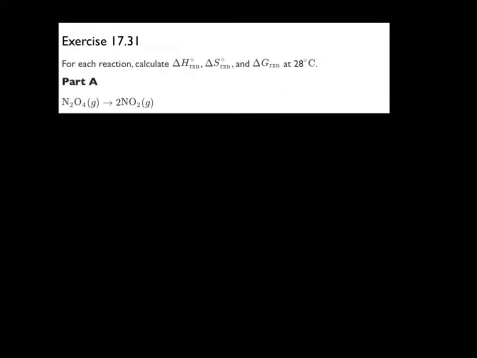Hello everybody, this should be the last video for chapter 17 homework number 1 unless we exceed the time limit on this video. Alright, exercise 17.31. For each reaction, calculate the delta H, delta S, and delta G at 28 degrees. Just so you know, this 28 degrees has to be converted to Kelvin, so plus 273, and that doesn't come into play until the final stage with delta G.